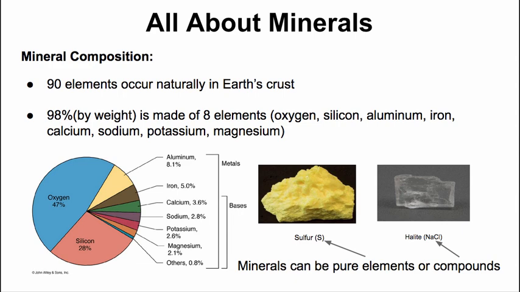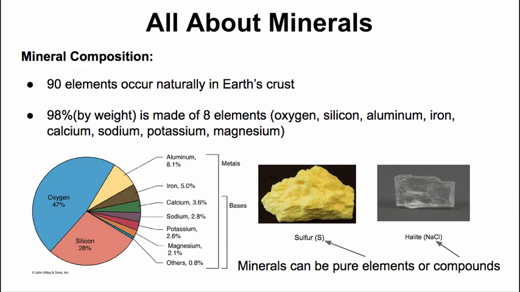There are 90 elements that occur naturally in the Earth's crust. These elements bond together in a variety of ways to create all the minerals that make up our lithosphere. Most of the minerals that we have are actually made up of 8 elements, and then trace amounts of other elements. Because notice it's 98%, so there's still 2% by weight of other elements in the Earth's crust. But the majority of the Earth's crust is made up of oxygen, silicon, aluminum, iron, calcium, sodium, potassium, and magnesium.